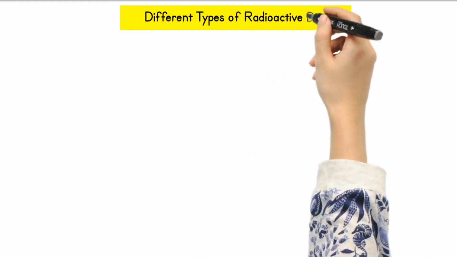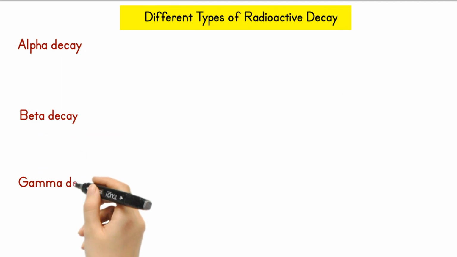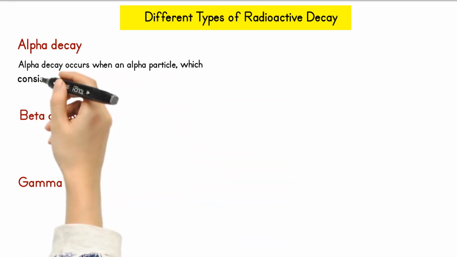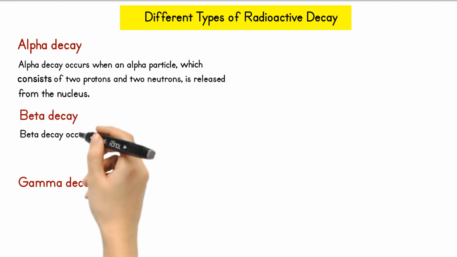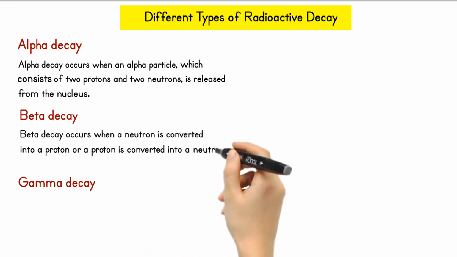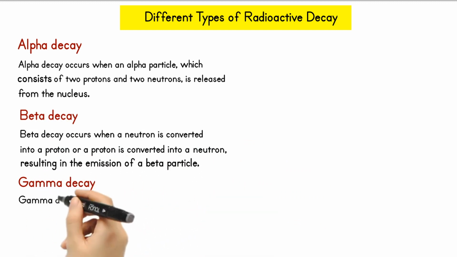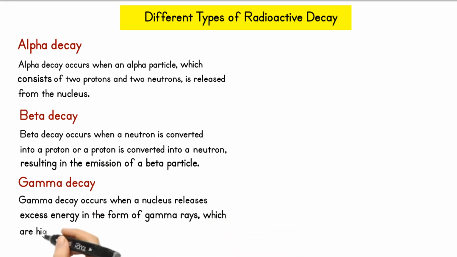Different types of radioactive decay. Radioactive decay can occur in different ways, including alpha decay, beta decay, and gamma decay. Alpha decay occurs when an alpha particle, which consists of 2 protons and 2 neutrons, is released from the nucleus. Beta decay occurs when a neutron is converted into a proton or a proton is converted into a neutron, resulting in the emission of a beta particle. Gamma decay occurs when a nucleus releases excess energy in the form of gamma rays, which are high-energy photons.